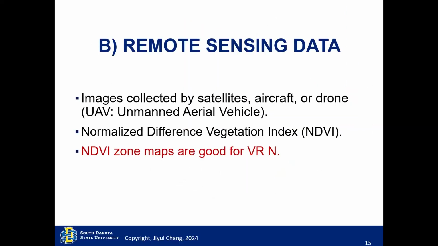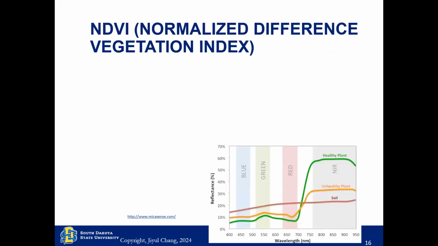The second useful layer is remote sensing data. The most common remote sensing data is satellite images, aircraft images, and drone images. These images contain much information, and a very common one we use is NDVI values. NDVI is also very important to make the variable rate nitrogen map because NDVI is highly related with grain yield data. So let's talk about NDVI a little bit more.